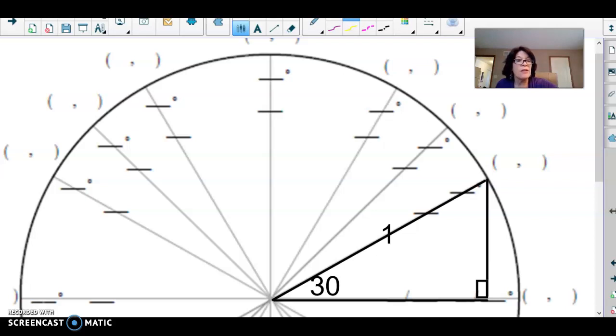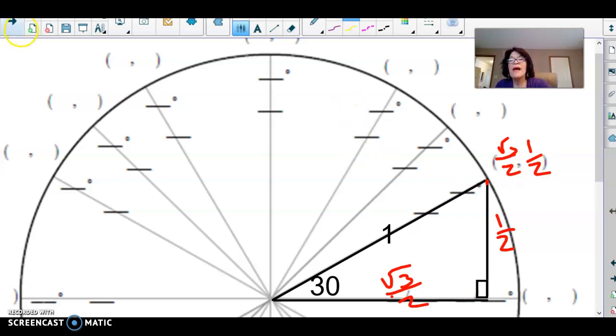The y-coordinate, this side opposite 30, is always half the hypotenuse. So this side length over here would be a half. And the side length across from the 60-degree angle is the square root of 3 times the side opposite the 30-degree angle, which is a half. So that's square root of 3 over 2. That's how we get this x, y coordinate of square root of 3 over 2, a half.